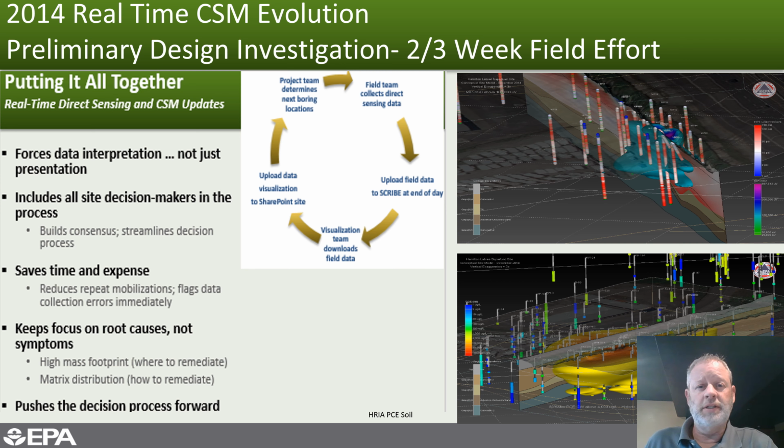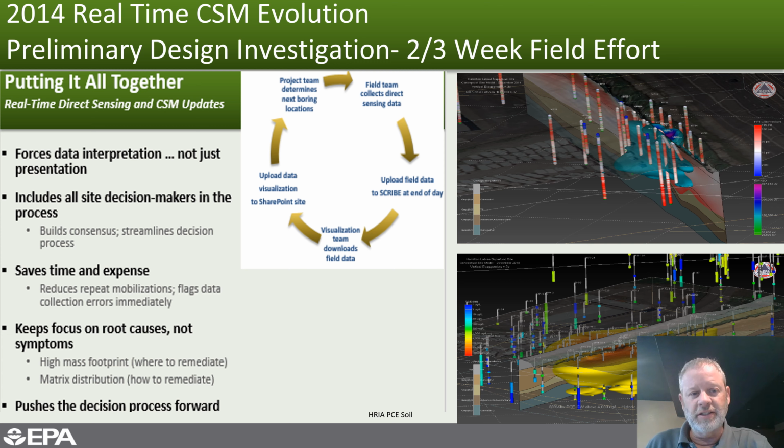So in 2014, the team came in, and it works sort of like you see here in the center. We collected all of the direct sensing data. That information was uploaded to a team site, the Scribe database, where a visualization contractor was able to collect that information. They were on the east coast of the United States, the site's on the west coast, and by the time we were at the site the next day, we had a visualization created for the work that had been done previously. So really a real-time evolution of the conceptual site model as it was happening in the field.